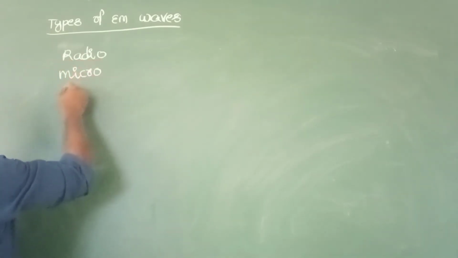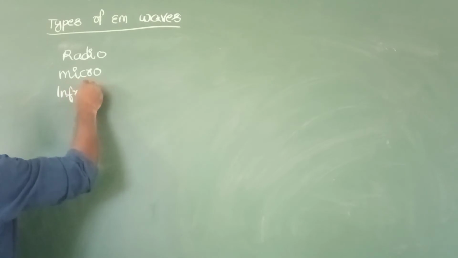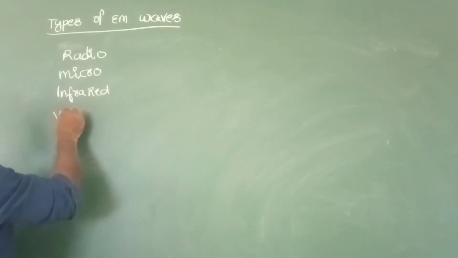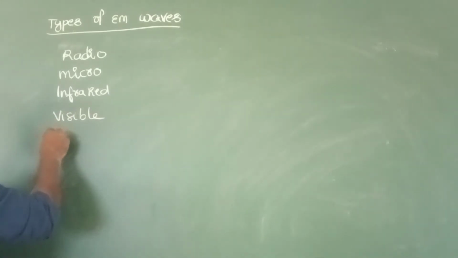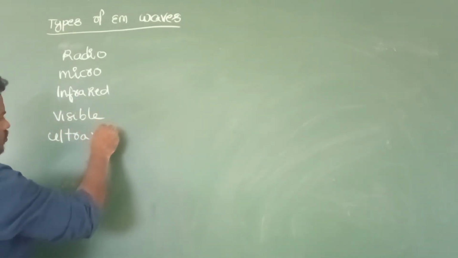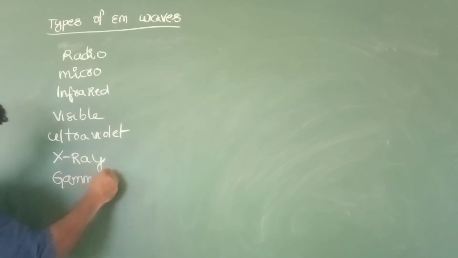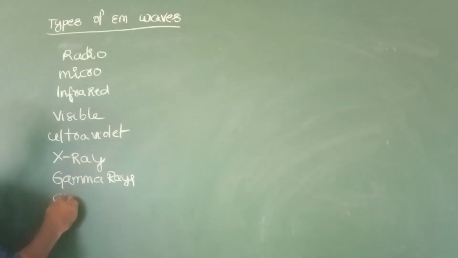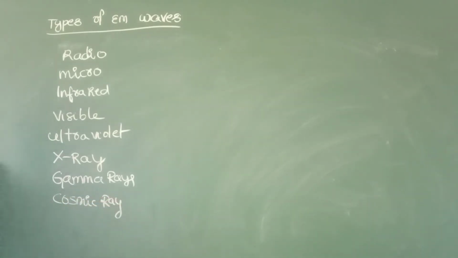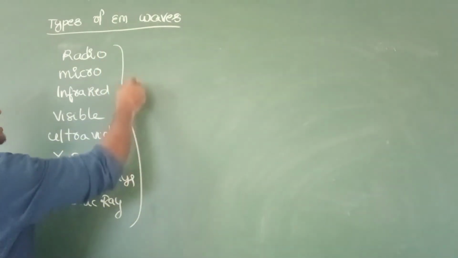microwaves, infrared waves, visible, ultraviolet, X-rays, gamma rays, cosmic rays. So this sequence you have to understand. Radio waves, microwaves, infrared, visible, ultraviolet, X-rays, gamma rays, and so on. Here you can see that energy is increasing.